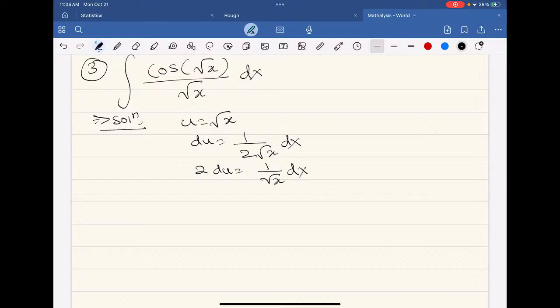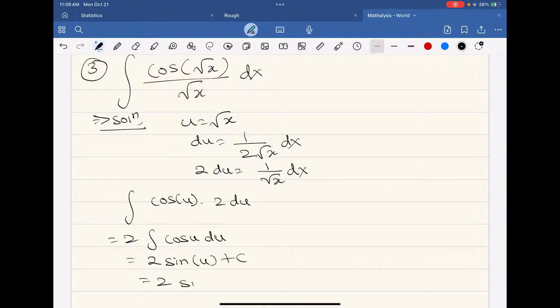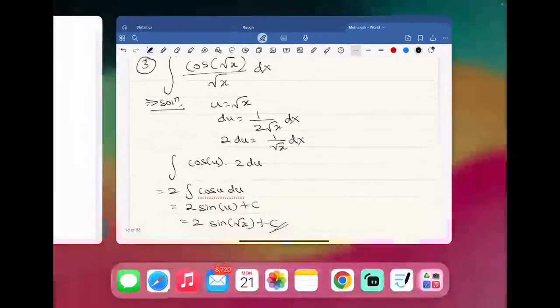Now using that, this will be the integral of root x is just u, and 1 by root x dx is just 2 du. So now this has become a pretty simple problem. Just the integral of cos u du, which we know is just sine u, right? And we know that u is just root x. So the answer is 2 sine of root x plus c. So let's check the answer.